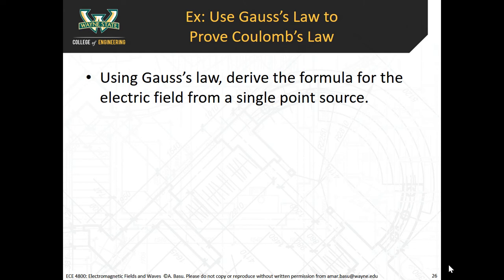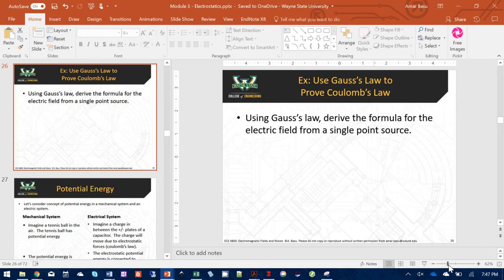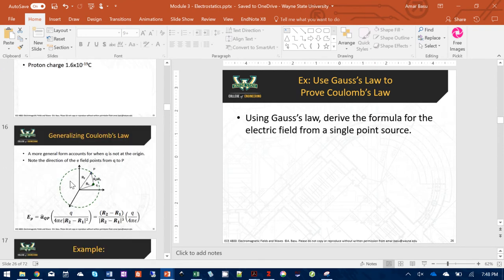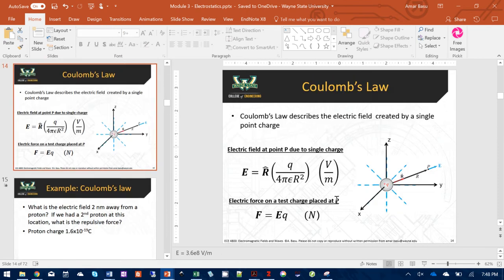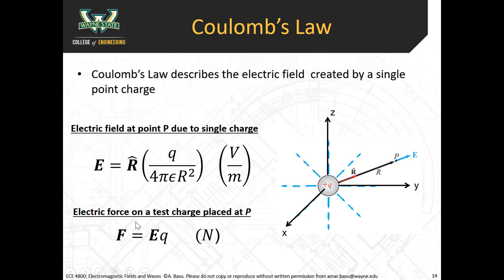Now the answer to this you already know. The formula for the electric field from a single point charge was given to you here, Coulomb's law. So you already know what your end result is going to be. What I'd like you to do is use Gauss's law to prove Coulomb's law. To start this problem, the first thing to do if you want to apply Gauss's law is look for symmetry, and define a Gaussian surface.